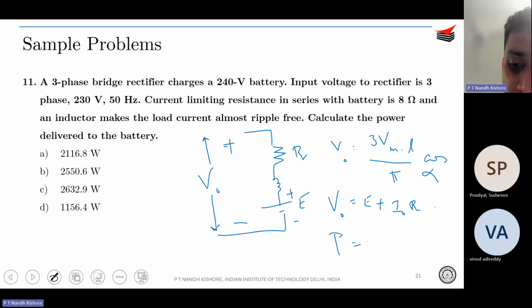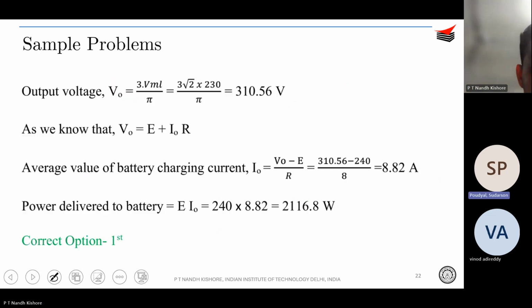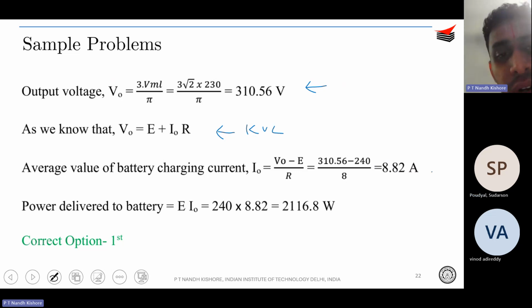Therefore, the power delivered to the battery, that's the question. So power to the battery is E into I naught. Okay, so read the question properly. Calculate the power delivered by the converter can be one question. The other question can be calculate the power delivered to the battery. So specifically to the battery means you need to multiply with E. Yes, sir. So that's what I have shown over here as well. It's just the output voltage of your converter, 3 VmL by pi, and by KVL we find I naught, and power delivered is E into I naught.